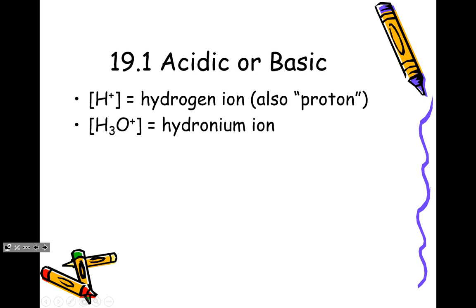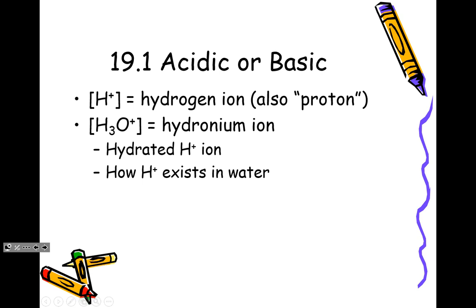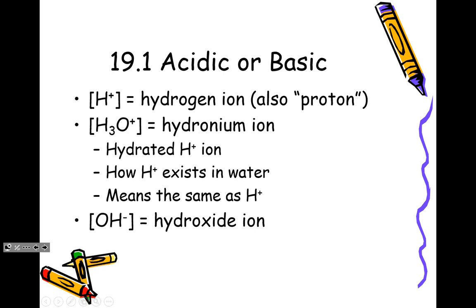So we use these two things interchangeably with each other. I know technically they're just a little bit different, but we refer to them basically as the same thing. So the hydrogen ion and the hydronium ion is really how the hydrogen ion exists in a water solution. So it's a hydrated H plus ion. And it's how H plus exists in water exclusively. So it really means fundamentally the same thing as an H plus.